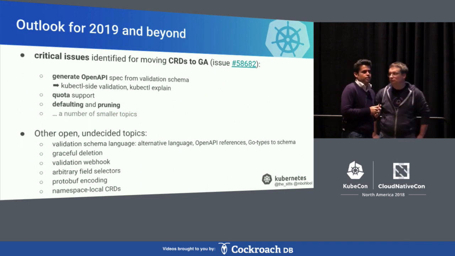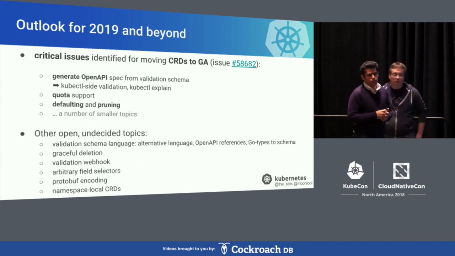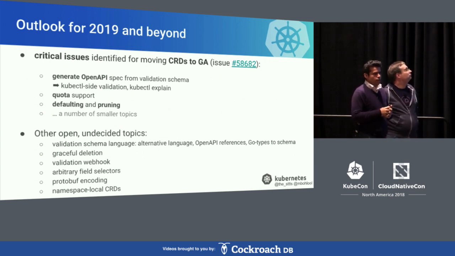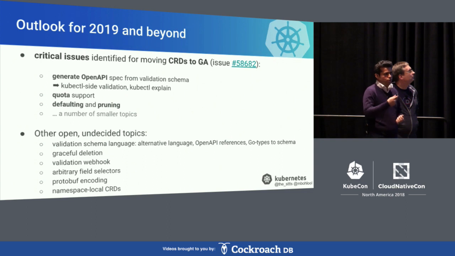What's beyond this? What are we going to work on in 2019? So basically the plan is to make CRDs generally, including CRD conversion, a GA feature. There are a couple of blocking issues that we are working on. CRD conversion and versioning is still alpha. It should be better in 1.14, and it should be GA a version or two after that.